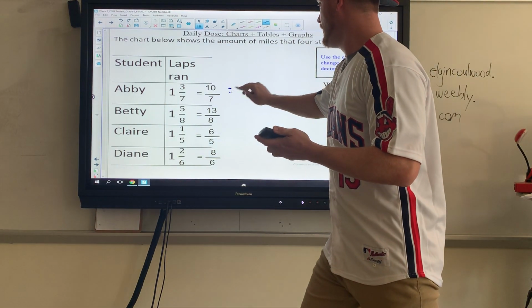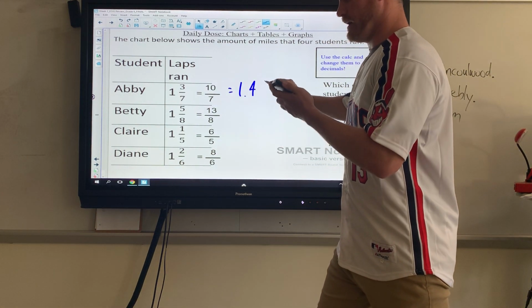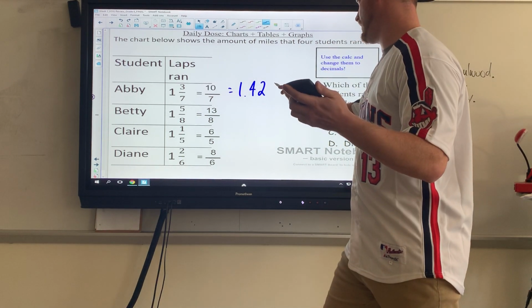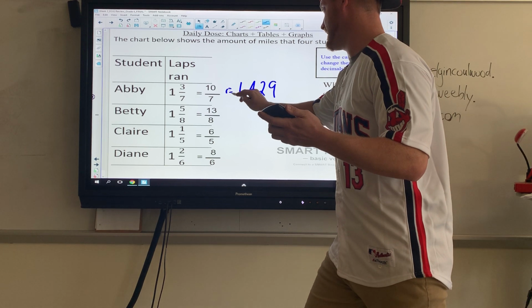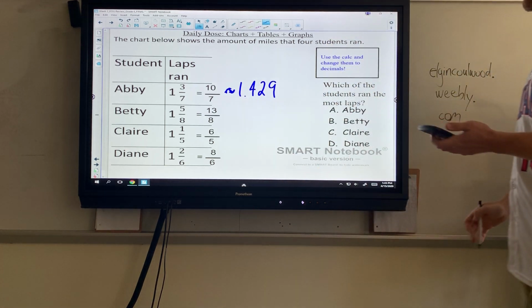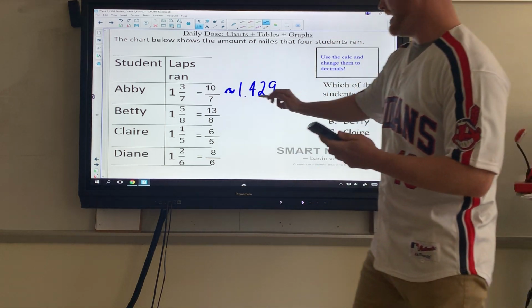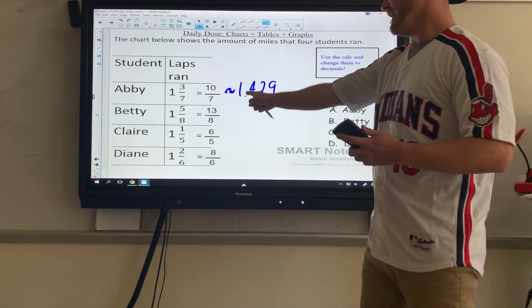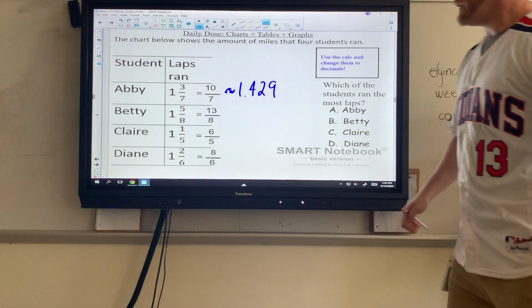So we have 1.42, and since it's 85, I would say 1.429 approximately. Little squiggly means approximately. Or another way to do that, since you already have 10 sevenths, you could do 10 divided by 7 and get the same answer.